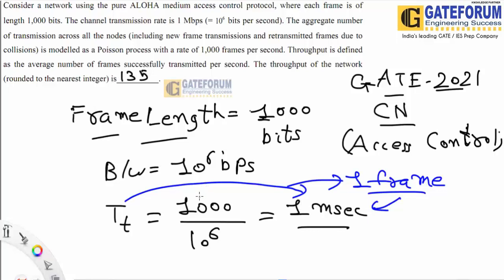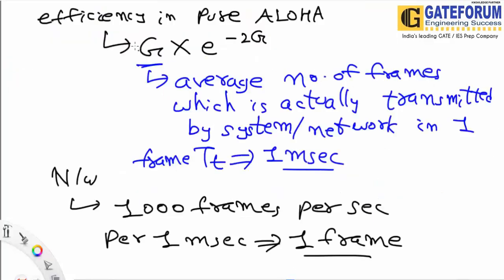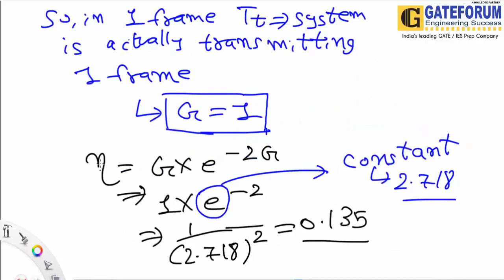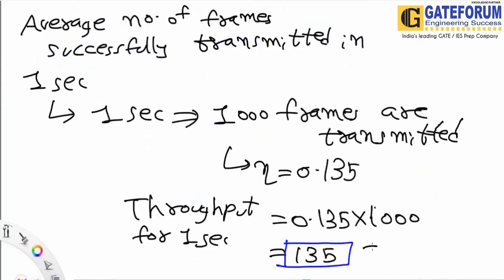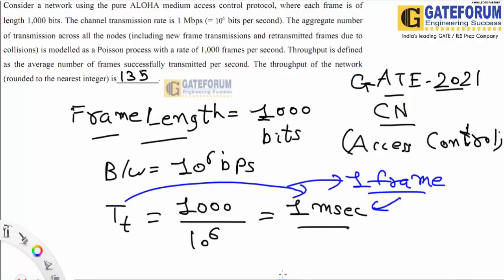This question is a little bit lengthy, but you need to understand the formula of G, and how we calculated it with respect to pure Aloha. It's the average number of frames transmitted on the system network in one frame time. In one frame time, in 1 millisecond, we are transmitting one frame, so the value of G is 1. The efficiency is 0.135. Since the throughput is defined as the average number of frames successfully transmitted per second, and we are sending 1000 frames per second, we multiply the efficiency by 1000, so our answer is 135. This question is a little bit complex and lengthy, but kindly try to understand it well.